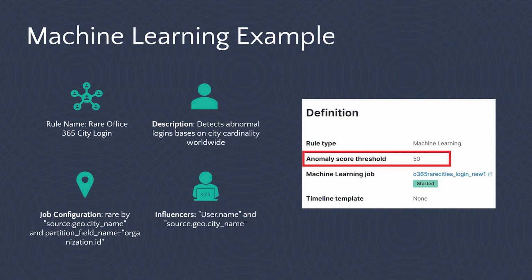So the rule that we have generates an alert on anything that has a 50 or above anomaly score. And then the data visualizer below is a screenshot as well of the job that we've configured. All the squares that are printed in red, those are the high anomaly scores.